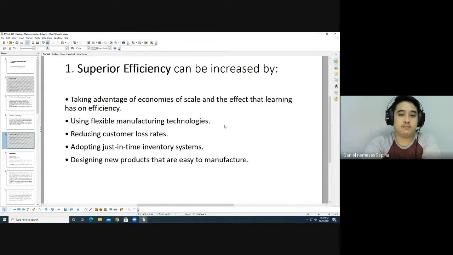So using flexible manufacturing technologies, reducing customer loss rates, we can do this by producing fewer defective units, making sure that we are producing quality products. We have the adoption of just-in-time inventory systems. So, pwede sa diri katong lean manufacturing or 5S or total quality management. Then designing products that are easy to manufacture.